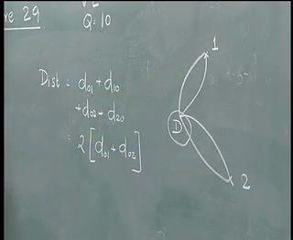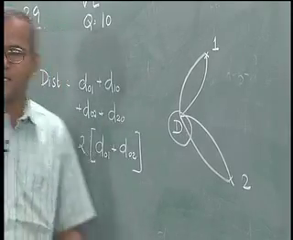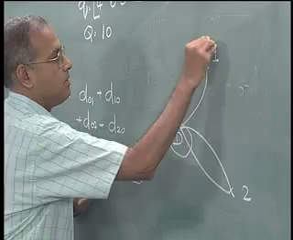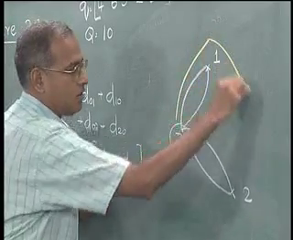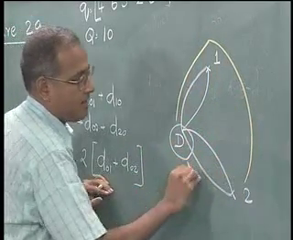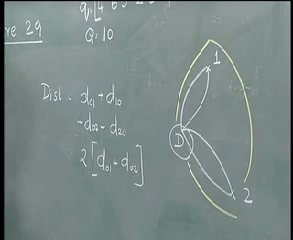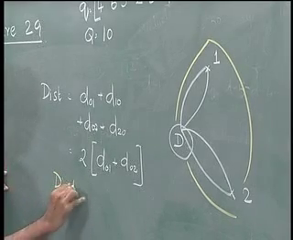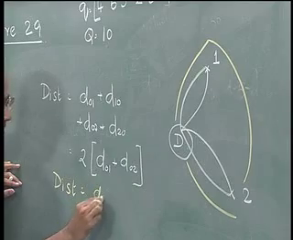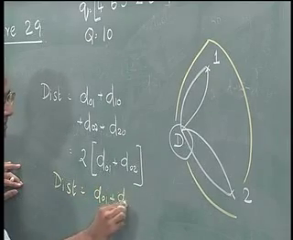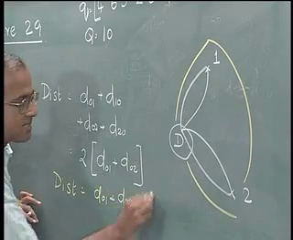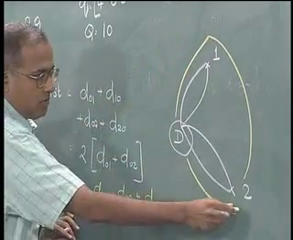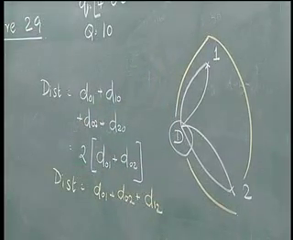Now, if we choose to combine these two, which means a vehicle starts from the depot, goes to 1, then goes from 1 to 2, and then comes back from 2 to the depot, then the distance that it will travel will be d01 plus d12 plus d02.